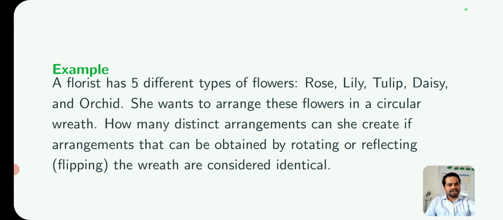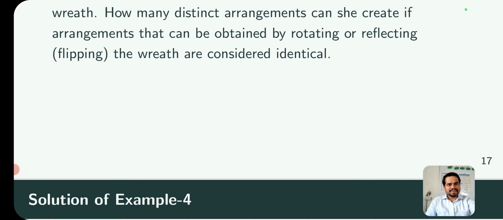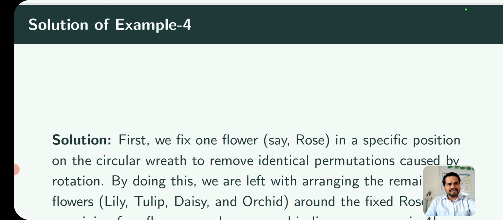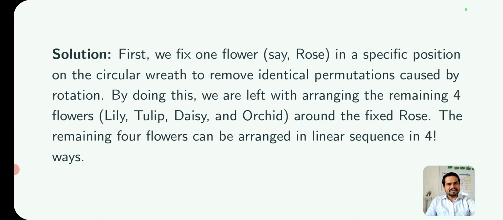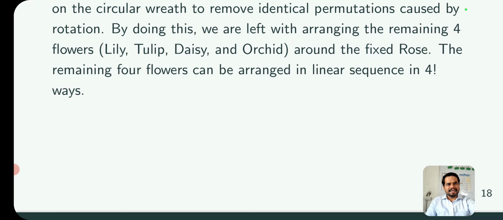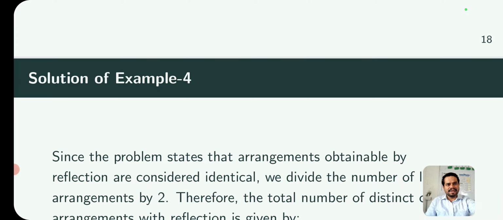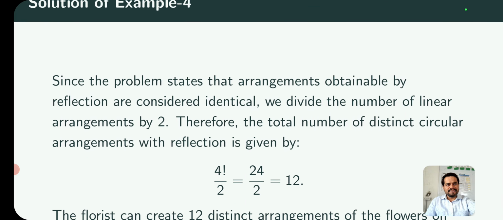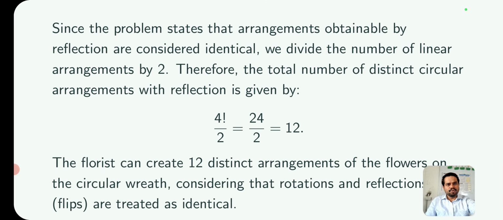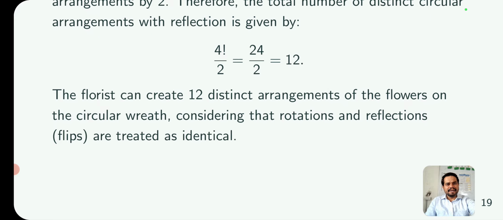I will show you the solution here. You can calculate it. First you fix one flower, and then you can arrange the remaining 4 flowers around the fixed position in 4 factorial ways. After that, you divide the number of linear arrangements by 2, and the identical arrangements are removed. So this is the final answer.